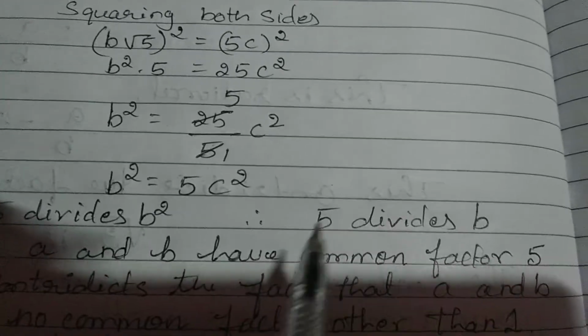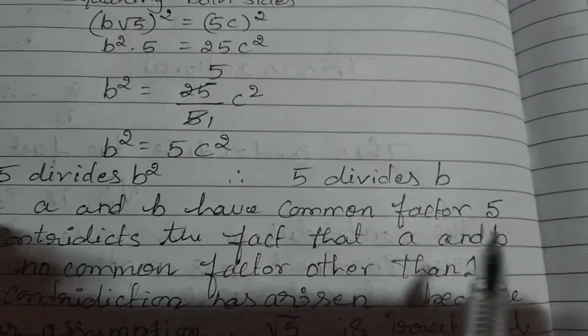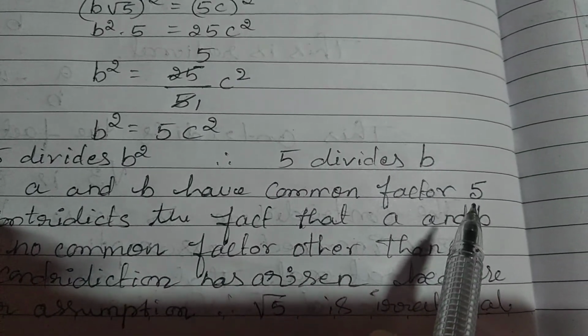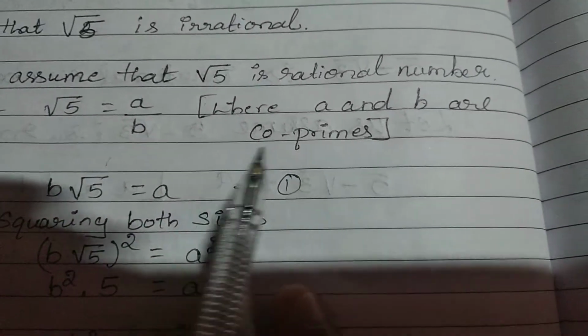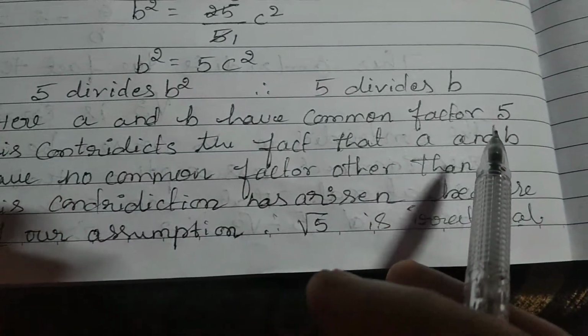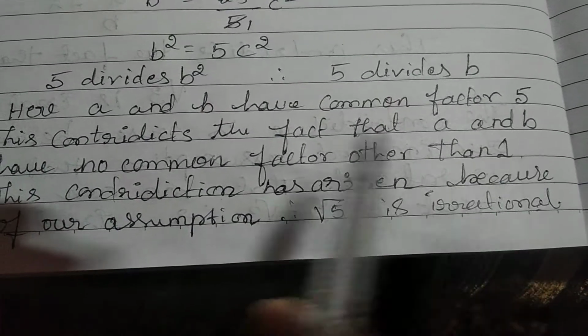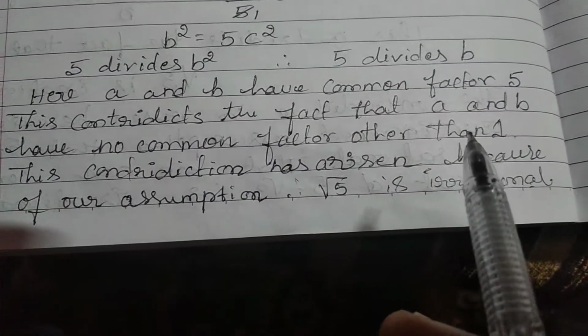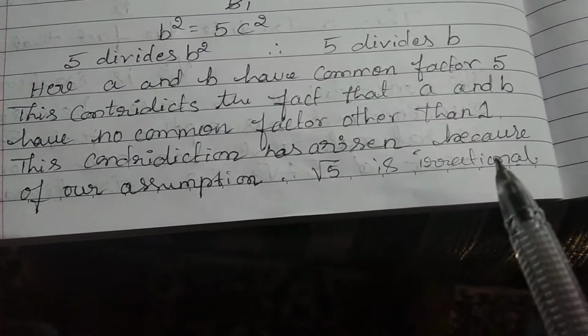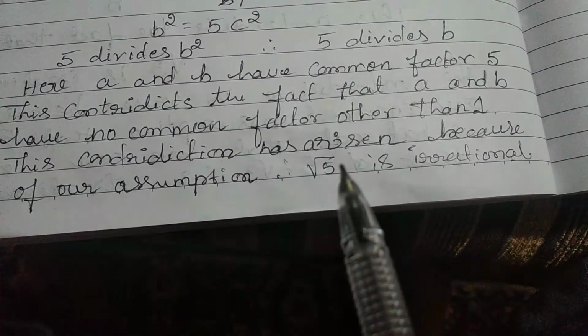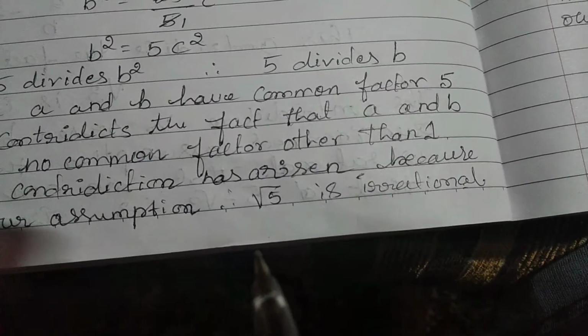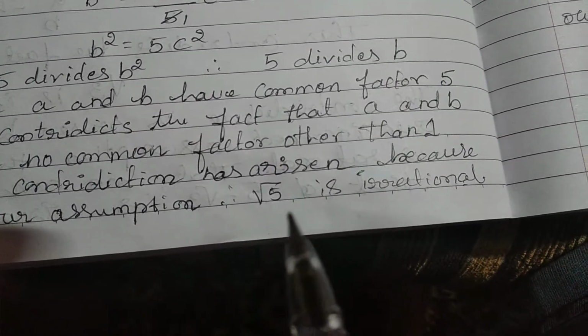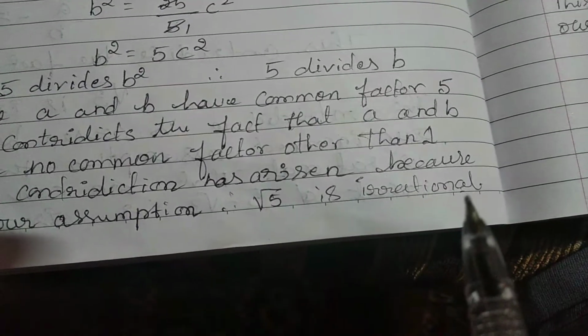5 divides b square and also 5 divides b. So here a and b have a common factor 5. Initially we assumed that they are co-primes, that they have common factor only 1. But here we have proved that a and b have a common factor 5. This contradicts the fact that a and b have no common factor other than 1. So this contradiction arises because our assumption that root 5 is rational is wrong. Therefore root 5 is an irrational number.